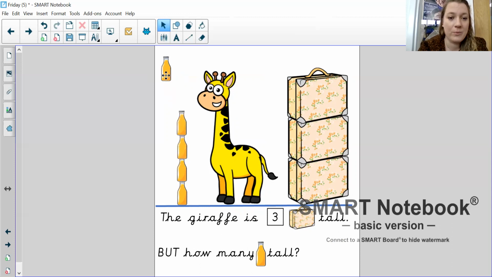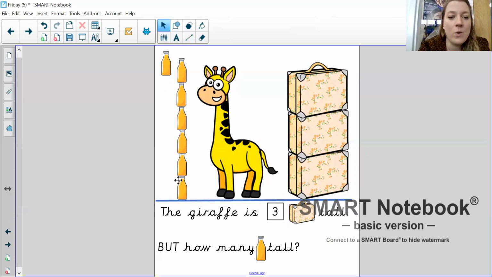And we're going to stop when we reach the top of the giraffe. There we go. Now this goes a little bit higher than the giraffe. Let's count how many we've got. 1, 2, 3. Oh, my mouse has stopped moving. 1, 2, 3, 4, 5 full bottles and half. Okay, so that's 5 and a half. So we would say the giraffe is 5 and a half bottles tall.